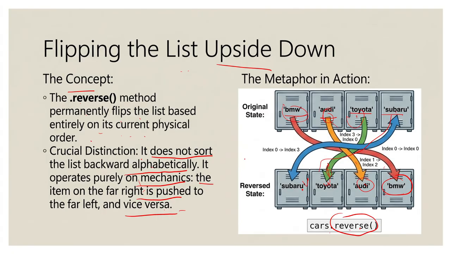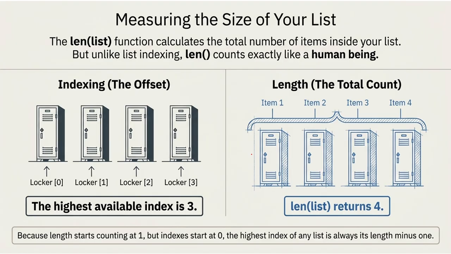It only flips the position of the items: whatever is last will come first, whatever is second last will come at the second position, whatever is third last will come at the third position. It doesn't sort your items in descending order. It doesn't do that.